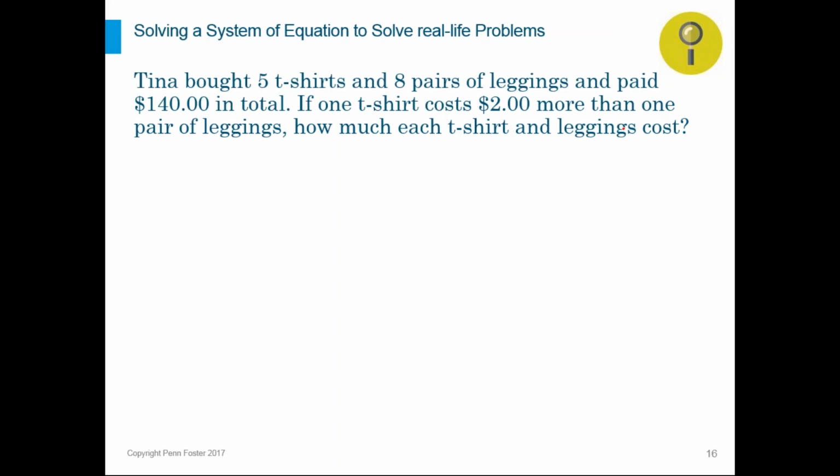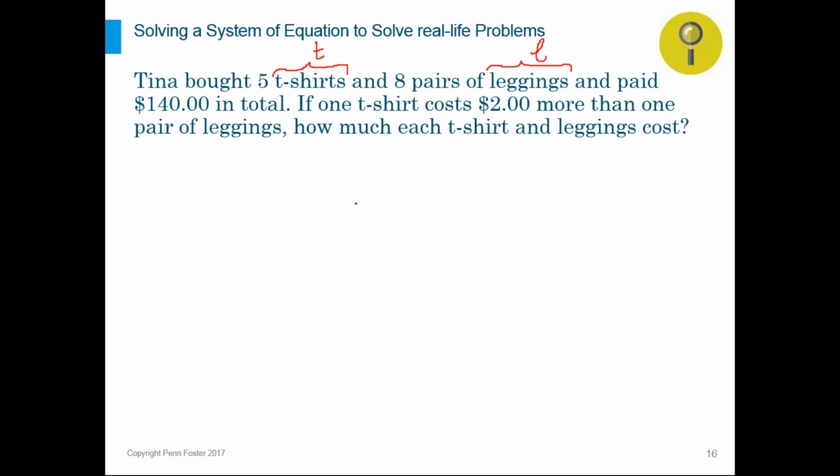One, I like to assign variables to what's going on here in the question. We have t-shirts and leggings. I always go with variables that make sense, so as we're solving, we also make sense of what we do. So I'm gonna call the cost of the t-shirt T, and for leggings, I'm gonna call it L. So T is the cost of one t-shirt, L is the cost of one legging.